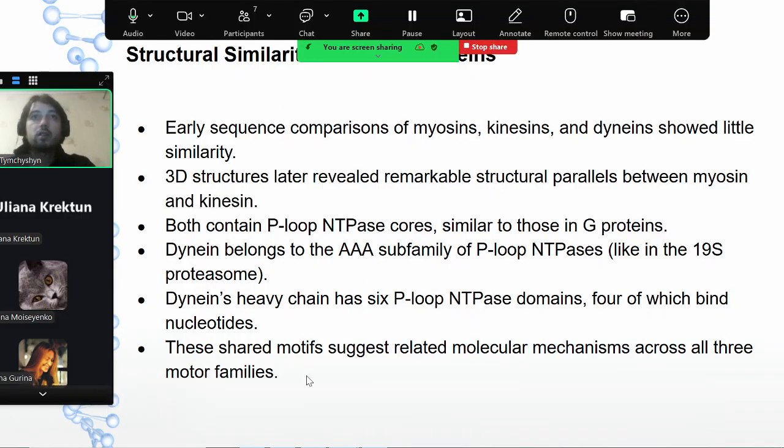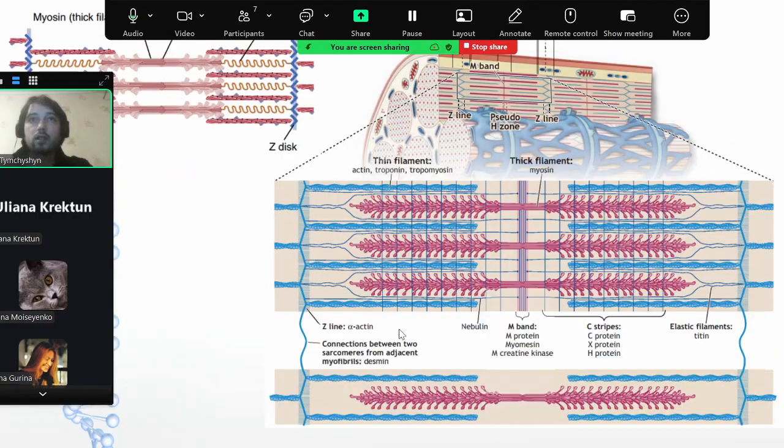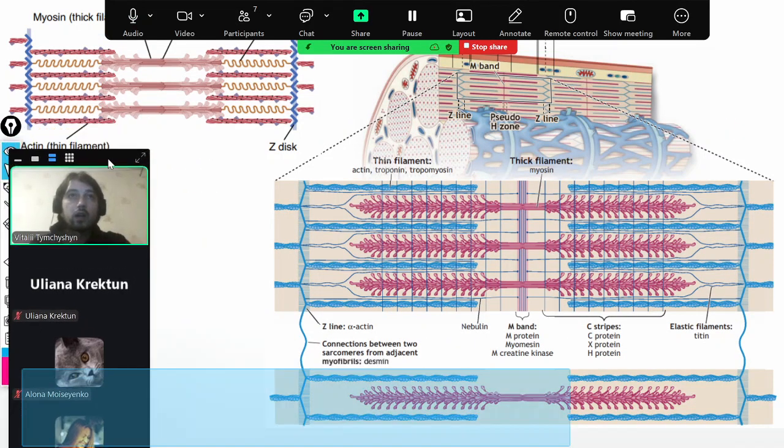Motor proteins have certain structural similarities. Early sequence comparison of myosins, kinesins, and dyneins showed little similarity, but 3D structures later revealed remarkable structural parallels between myosin and kinesin. They both contain P-loop NTPase cores, similar to those in G proteins. The dynein belongs to the AAA subfamily of P-loop NTPases, like in the 19S proteasome, and they have all the heavy chains and so on.